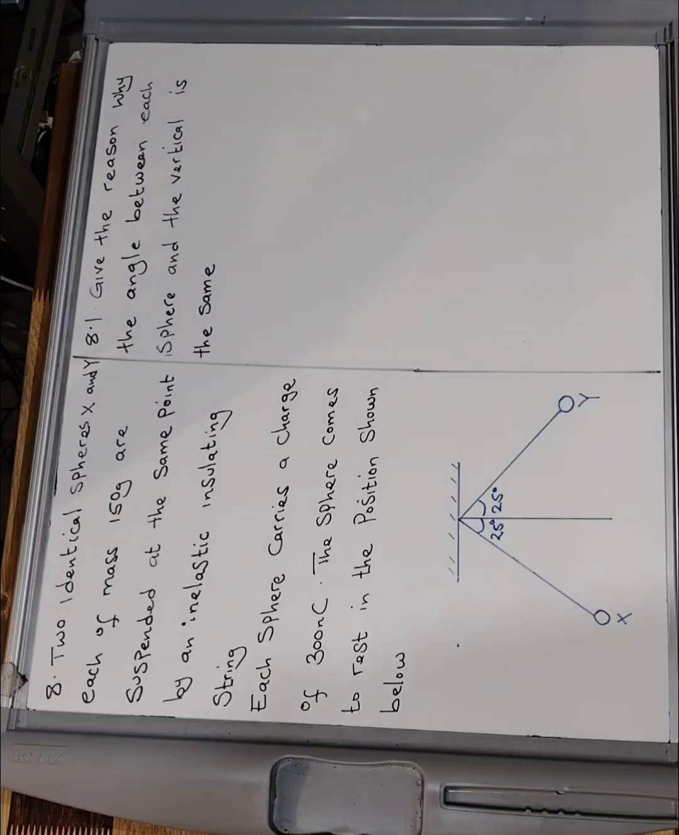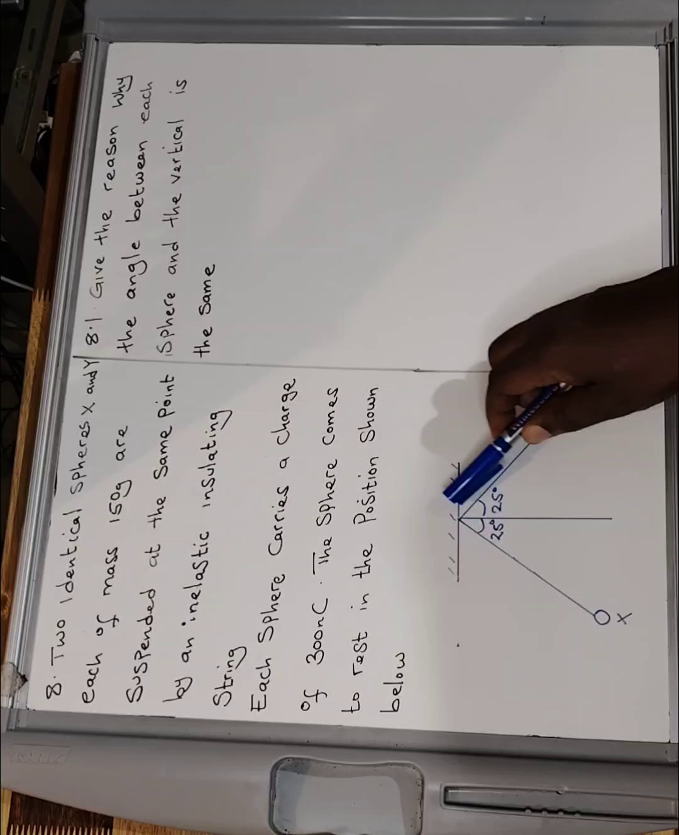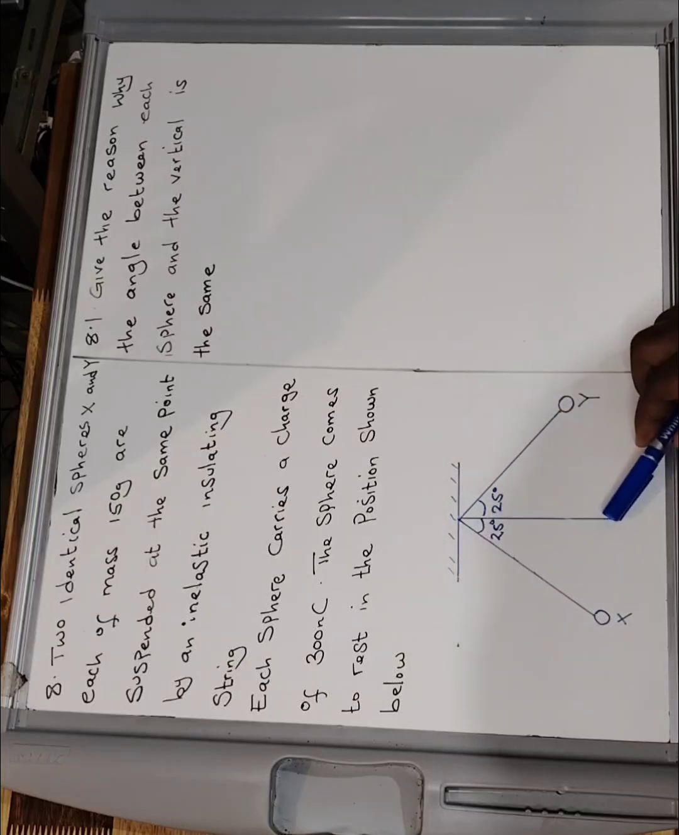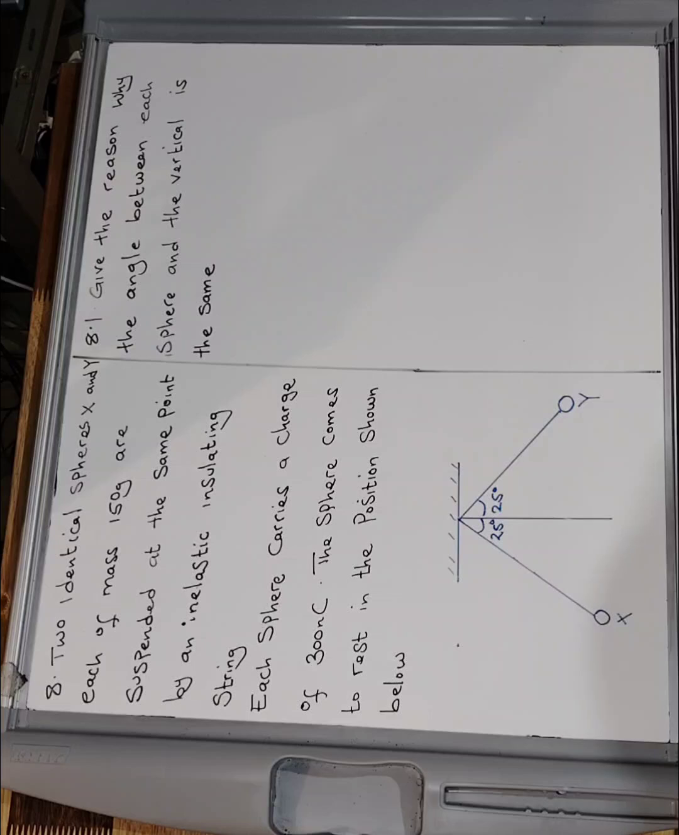So question 8.1 says, give the reason why the angle between each sphere and the vertical is the same. This is the vertical, and these are the spheres. They happen to form the same angle, 25 degrees to the vertical. Why the same angle?